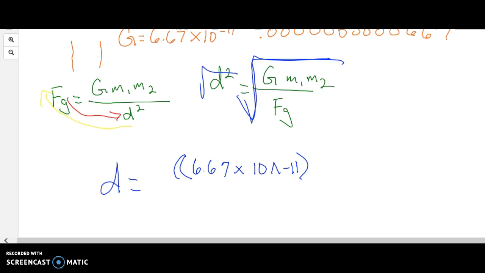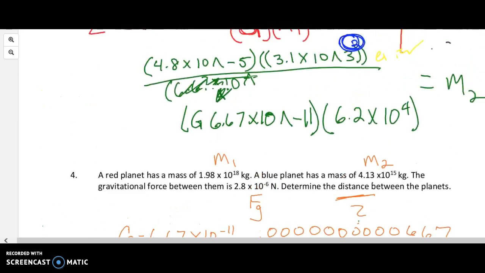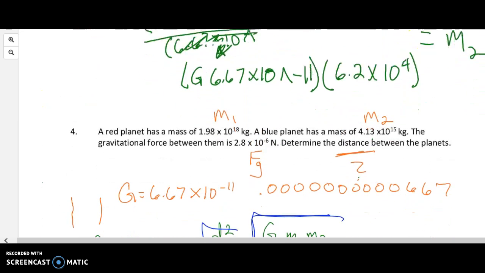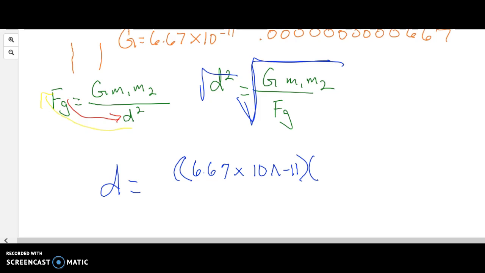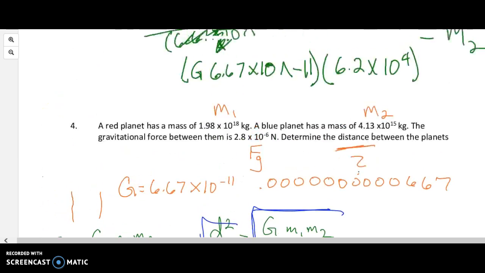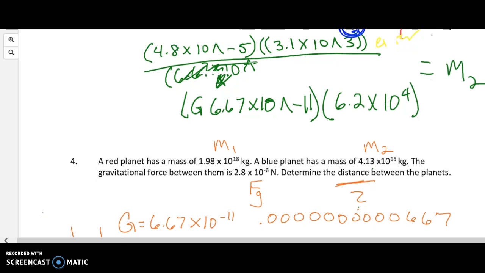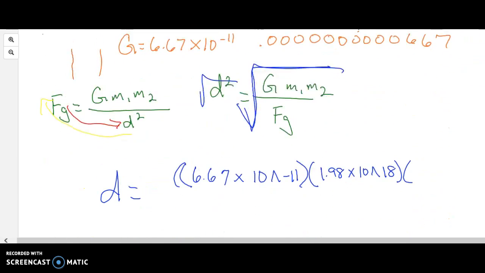Then I open up a new bracket and put my first mass, which I don't remember what it is. Let's see here. It is 1.98 times 10 to the 18. So 1.98 times 10, raise it up to the 18th power, close it, open up the last bracket, and I'd have to look for the last one, which is 4.13 times 10 to the 15. 4.13 times 10, raise it up to the 15th, close it.